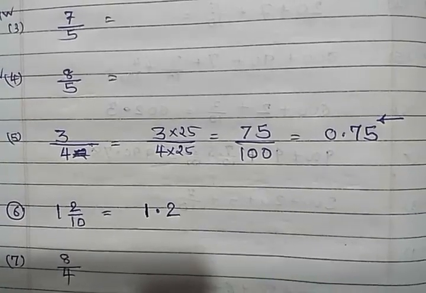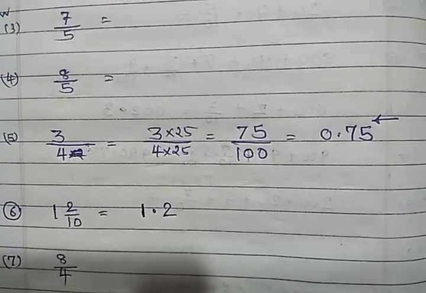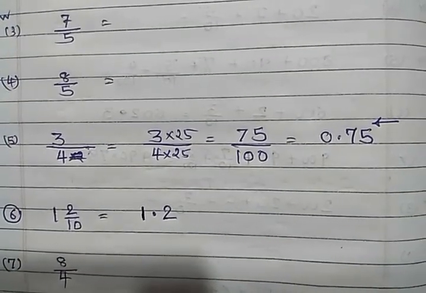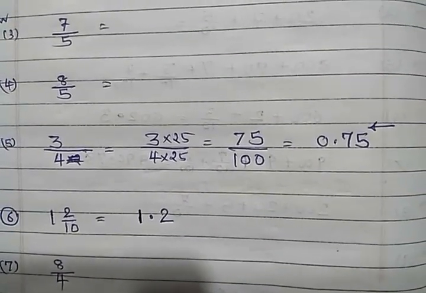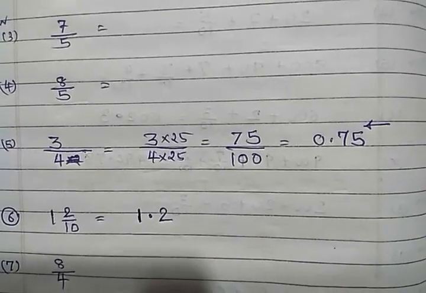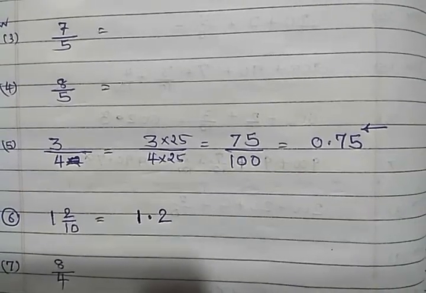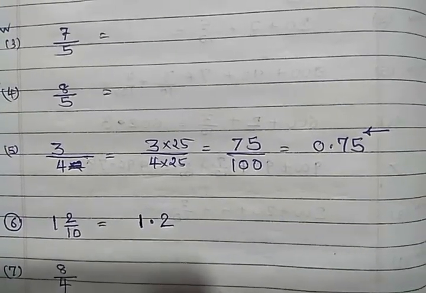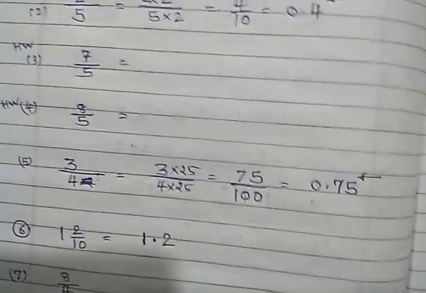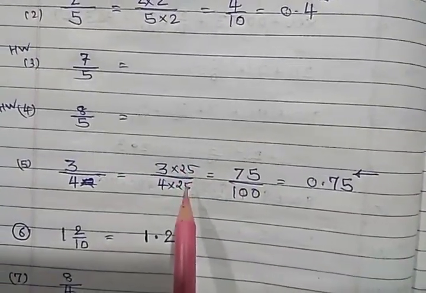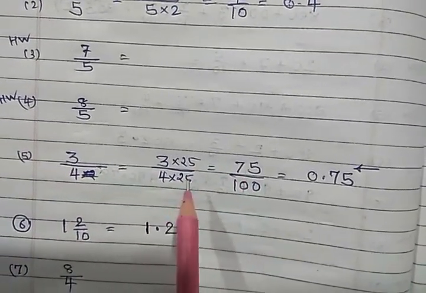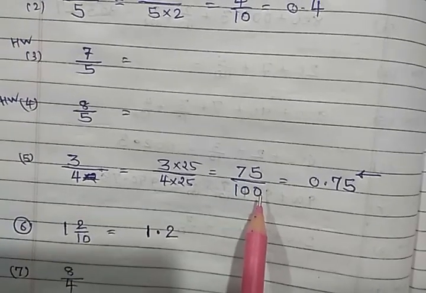Now how can you convert it in decimal form? 4 twos are 8, 4 threes are 12. So upon 10 it's not possible. So 4 times how many is 100? Students, please remember, 4 times how many is 100? 25. So multiply and divide in numerator as well as in denominator by 25. 3 twenty-fives are 75, and 25 fours are 100.